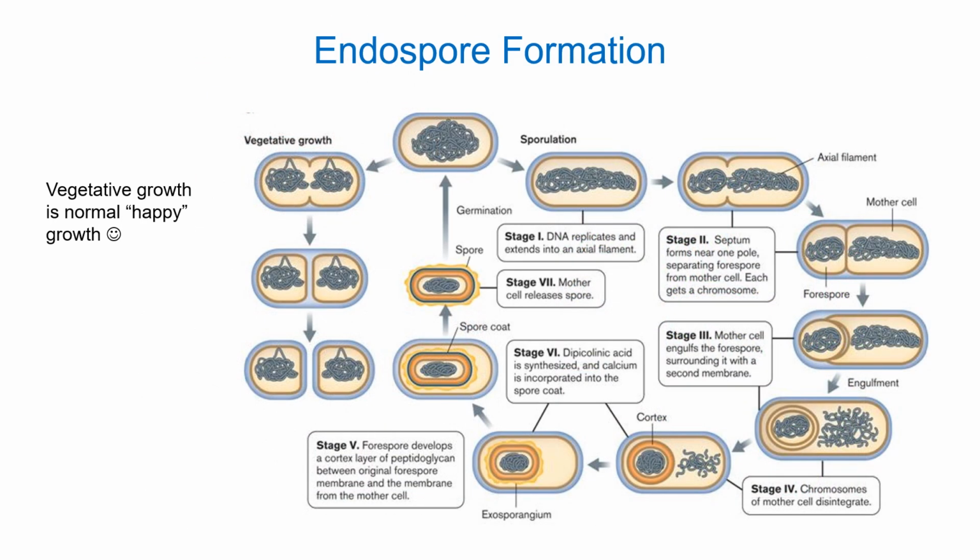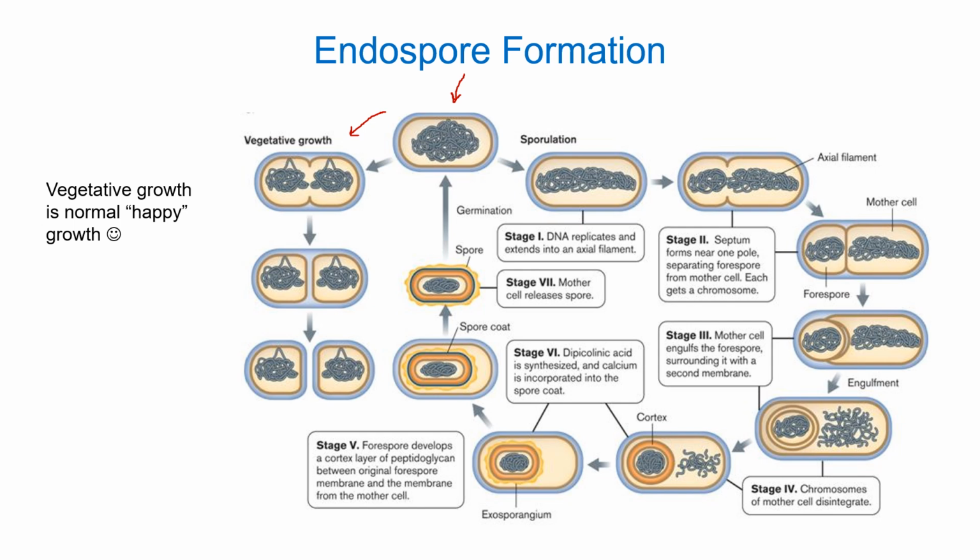Let's take a look at how endospores form in gram-positive bacteria. So we'll start with this cell here. Now, if this cell is happy, if there's plenty of water and plenty of food and the pH is right and so on, this cell will undergo vegetative growth. It'll divide by binary fission as quickly as it can and make lots and lots of little cells.